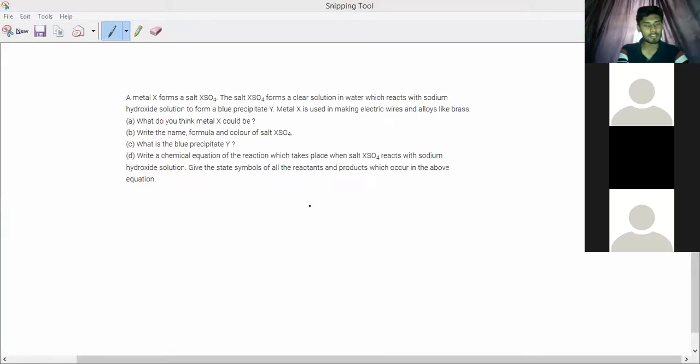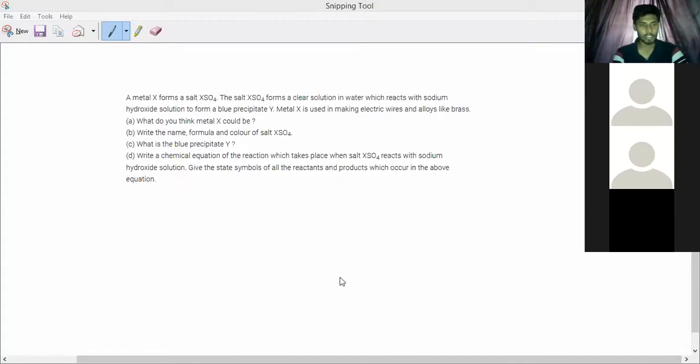Alloys and brass. Sir, copper. What do you think that metal X will be? Copper. Very good. That is the first thing, so try to understand slowly. Copper is reacting with the sulfate, which will form what? Copper sulfate. That's correct. That's what you can write.